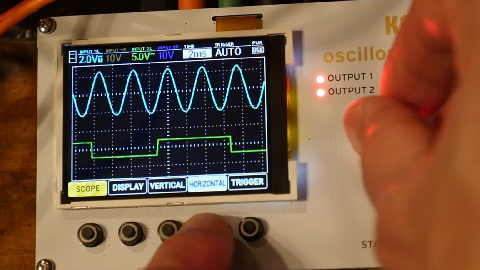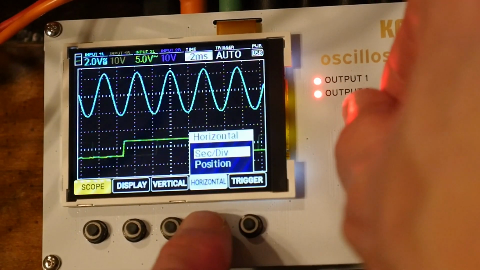The next control is the horizontal control, which lets me control the timing of the wave.